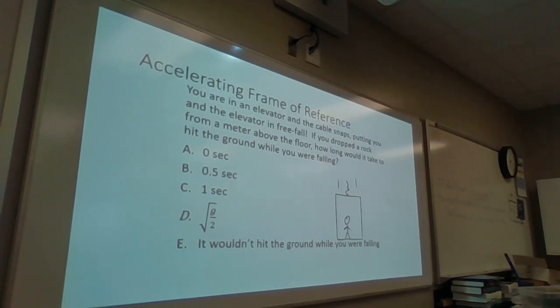No, there's no, the cable snaps. I've been doing more than dropping a rock in the elevator. Okay. Correct answer is talk to your neighbor.